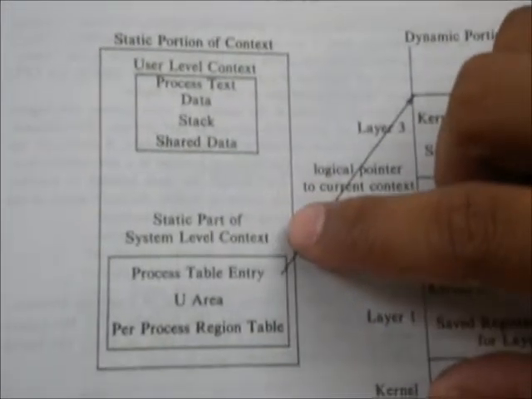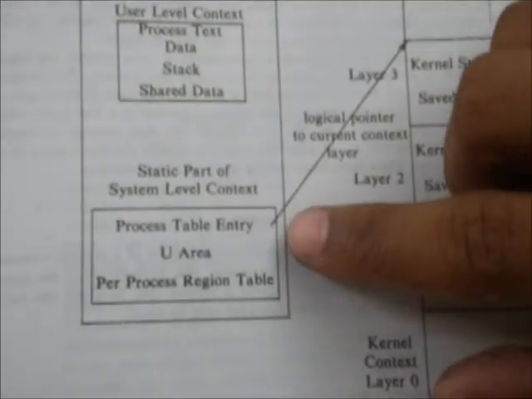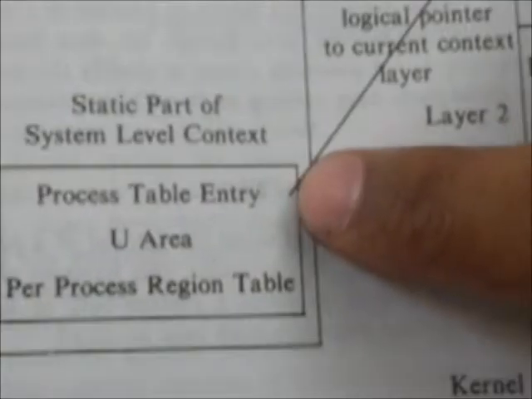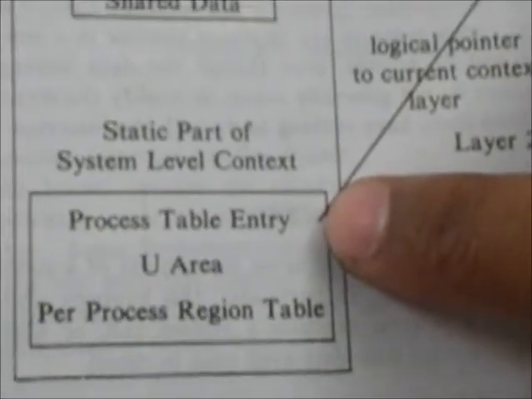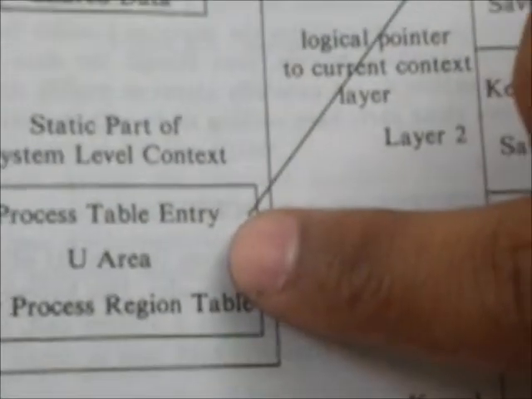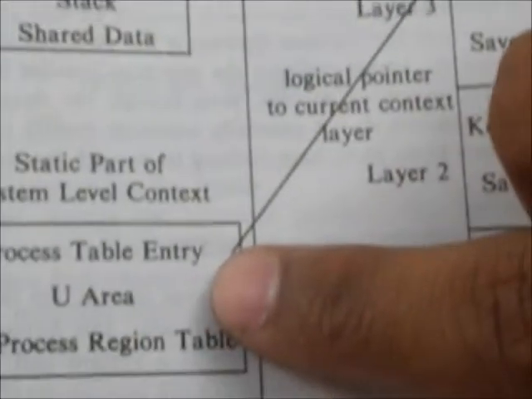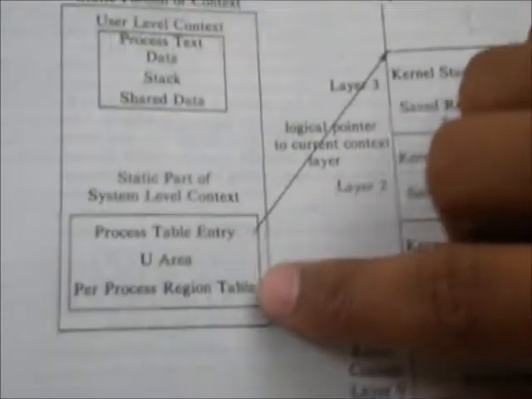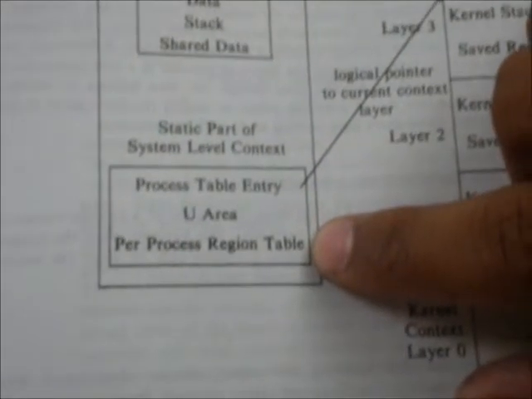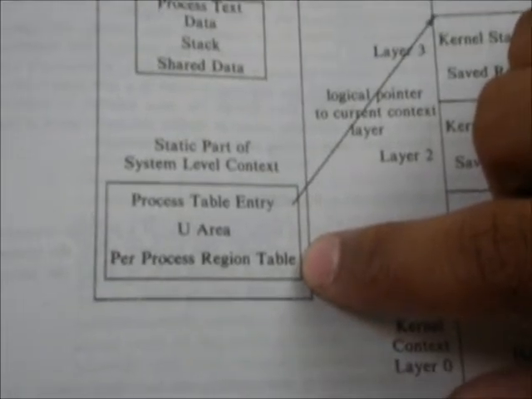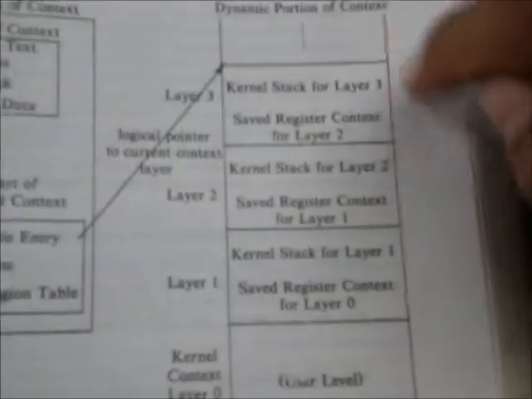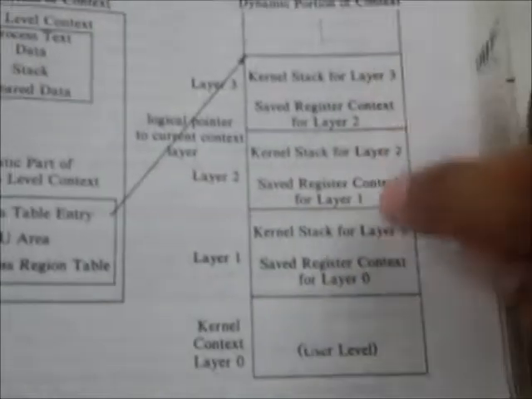Okay, the static part of system level context explains three things: process table entry, U area, and per process region table. I'll explain about the process table entry. The process table entry of a process defines the state of a process, and the U area of a process contains process control information that needs to be accessed only in the context of a process. And also this per process region table defines the mapping from virtual to physical addresses. And the rest of the things will be explained by Arjun. I will hand over the session to Arjun.